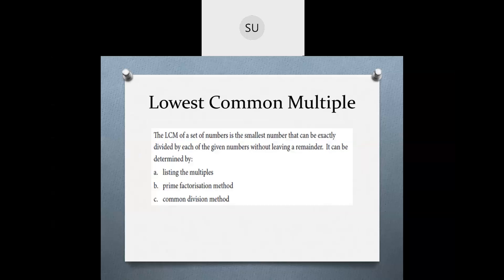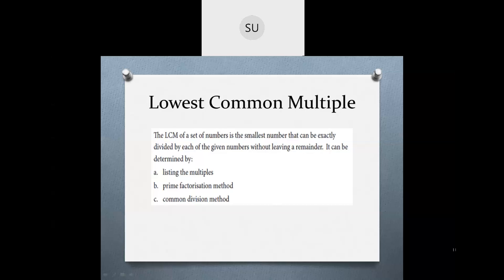Then we saw what LCM is. The LCM of a set of numbers is the smallest number that can be exactly divided by each of the given numbers without leaving a remainder. So we saw the different methods of determining LCM for given numbers. We saw by listing the multiples, then by the prime factorization method, and the common division method.